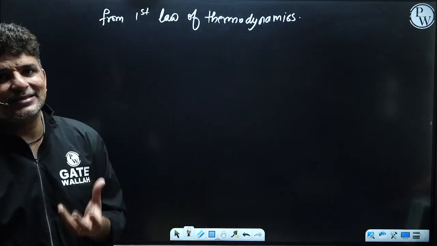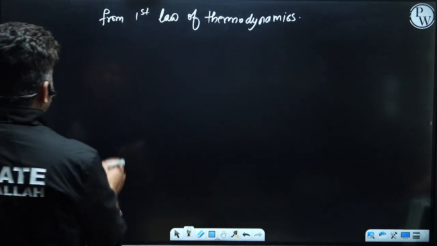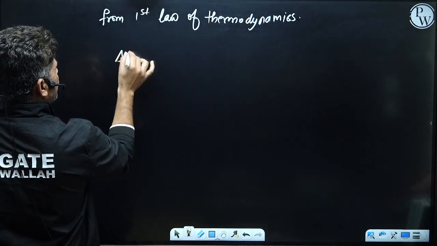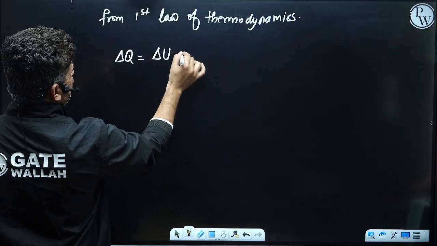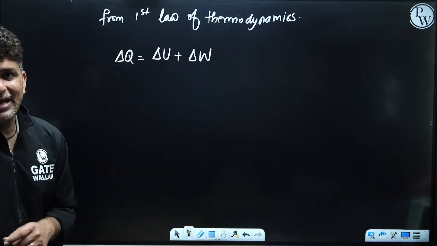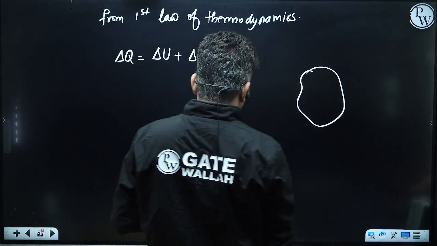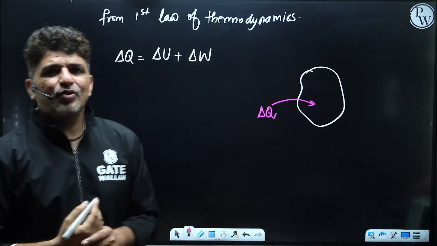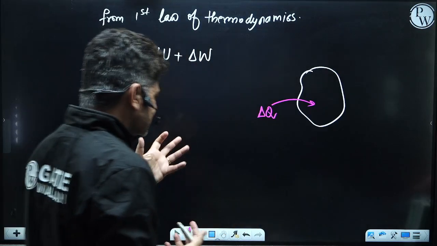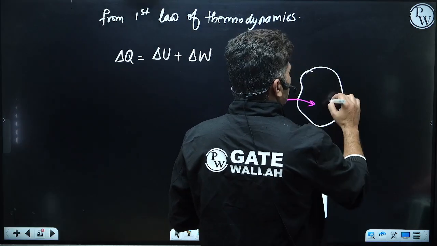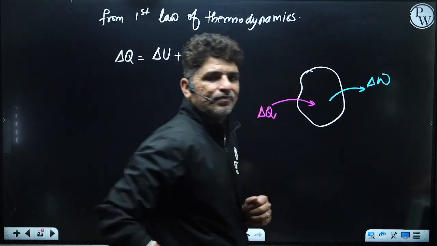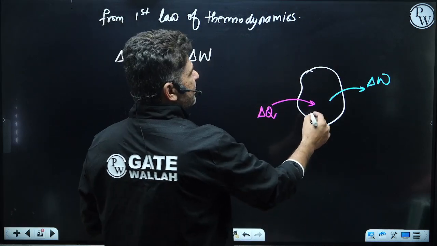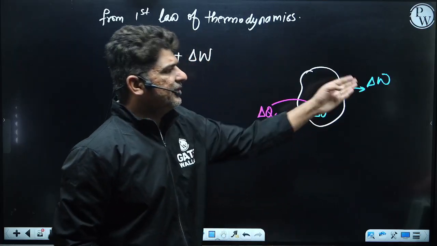First law of thermodynamics is conservation of energy, okay, which says delta Q is equal to delta U plus delta W. That means if there is a system, to this system you provide certain energy. If you provide certain energy, then that system will do a few things. So it will do certain work, delta W, and it will store some of the energy.